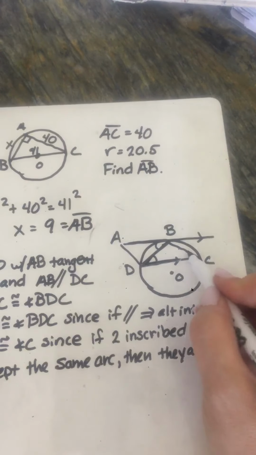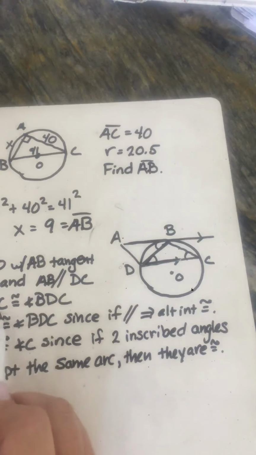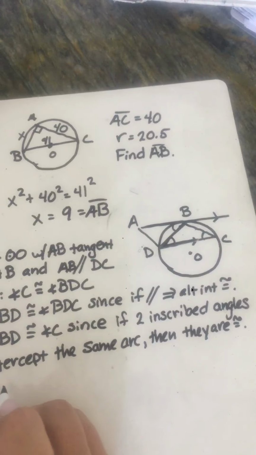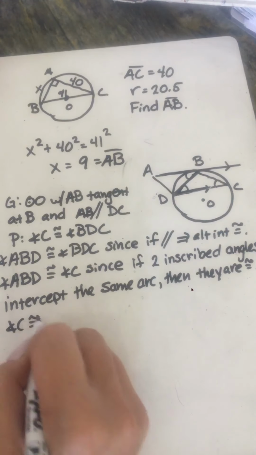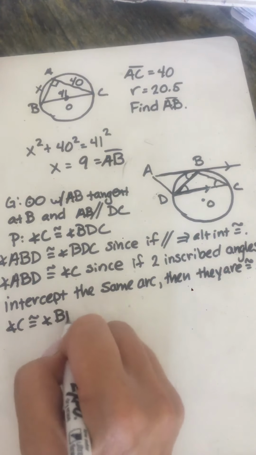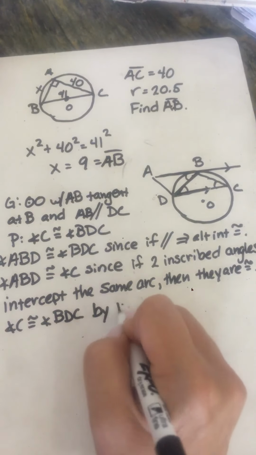Okay, we're almost there. Now we can go ahead and wrap it up. Angle C is congruent to angle BDC by the transitive property.